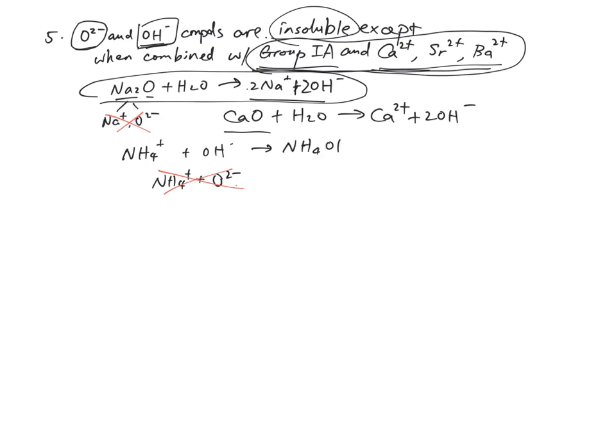Now, we don't normally write it as this. You could, but we don't normally write it as this because this thing can quickly break down into regular ammonia with 3 hydrogens and a water molecule. So whenever you have ammonium and hydroxide getting together, you end up getting a molecular compound. It's not exactly the full 100% dissociation that we were discussing before, and that's why it's not included in here. Okay, so that's rule number 5.